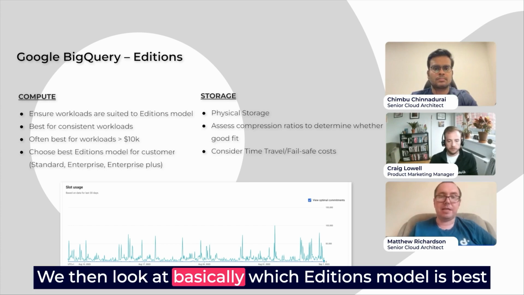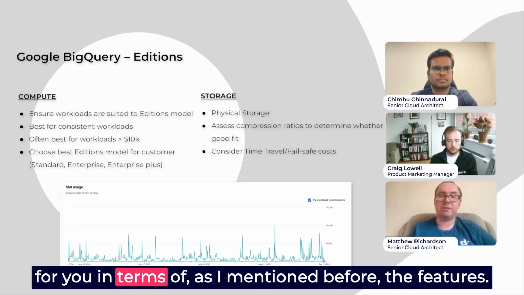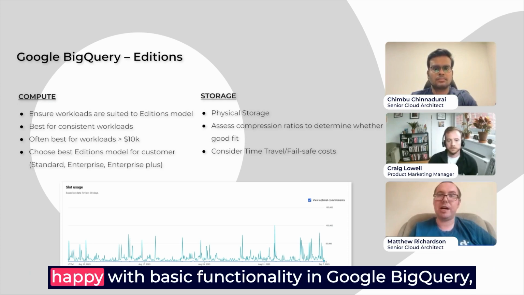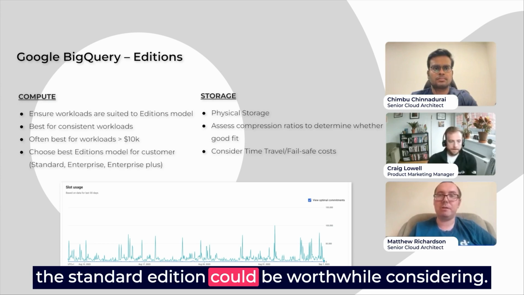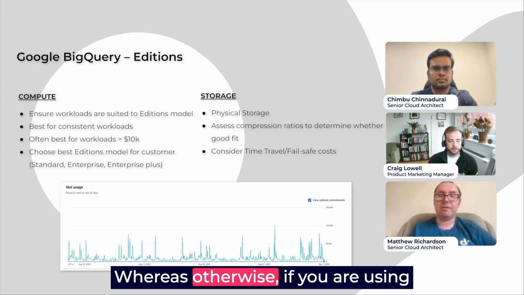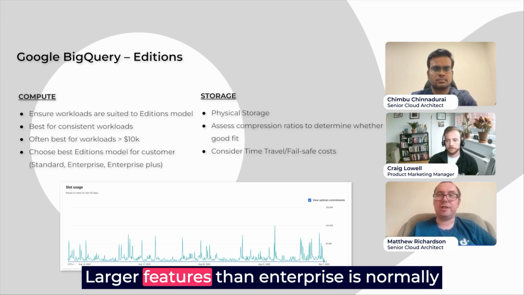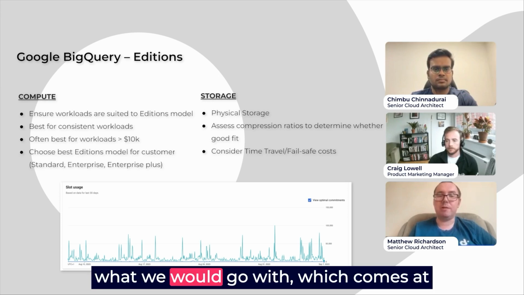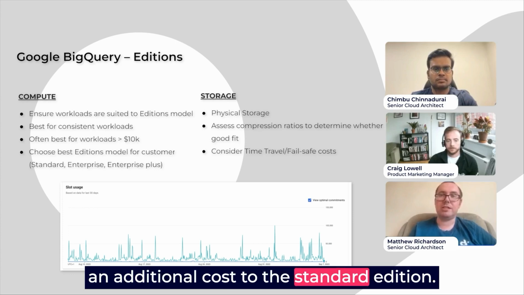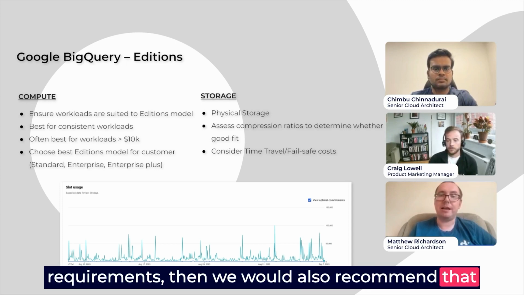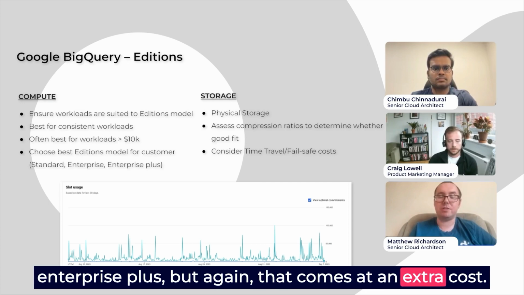We then look at basically which editions model is best for you in terms of, as I mentioned before, the features. So if you do not need any BI workloads and you're happy with basic functionality in Google BigQuery, the standard edition could be worthwhile considering. Whereas otherwise, if you are using BI Engine constantly or any particular larger features, then Enterprise is normally what we would go with, which comes at an additional cost to the standard edition. And if you need very in-depth security, FedRAMP risk requirements, then we would also recommend the Enterprise Plus. But again, that comes at an extra cost.